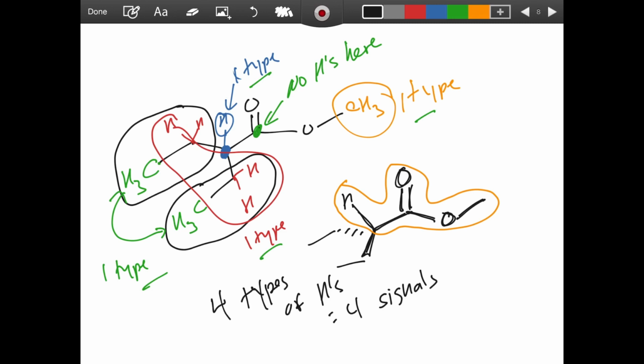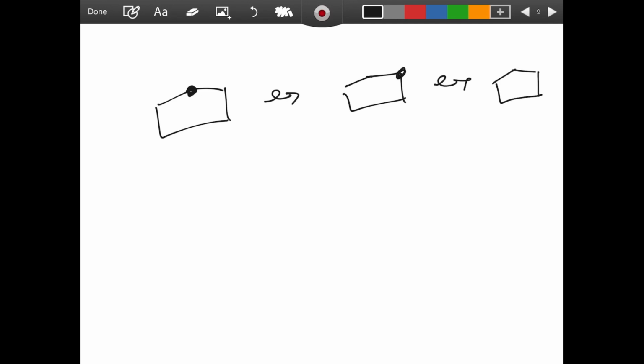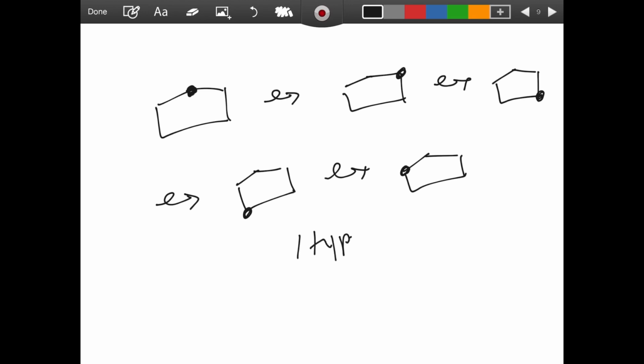And you should have 4 signals. How many types of H's does this have? Well, all of these CH2s are the same, right? I could rotate it, and if I didn't have the dot there, you wouldn't be able to tell that I had rotated the molecule. So all of these hydrogens are the same. So there's only one type here.